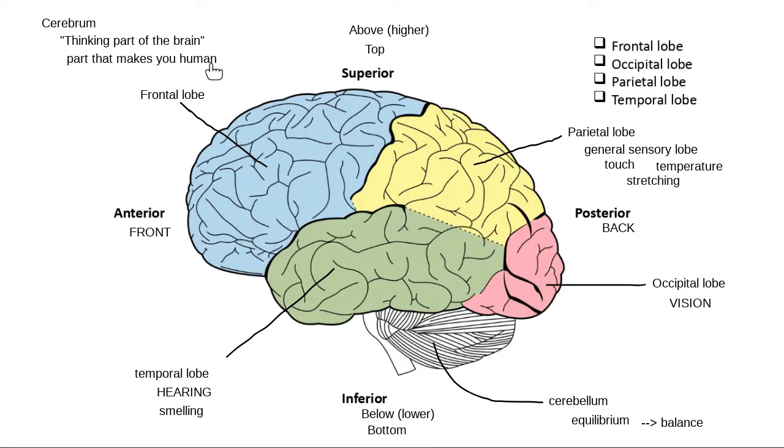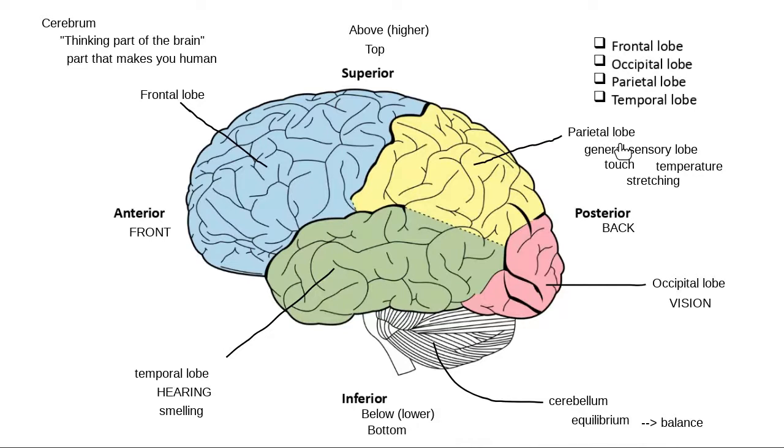This kind of information is what we call general sensory information. Things like vision, things like balance or hearing and smell, those are called special senses. So we're going to do a whole lecture chapter just on special senses. General sensory information, most of what you feel and experience, is coming through this parietal lobe up here.